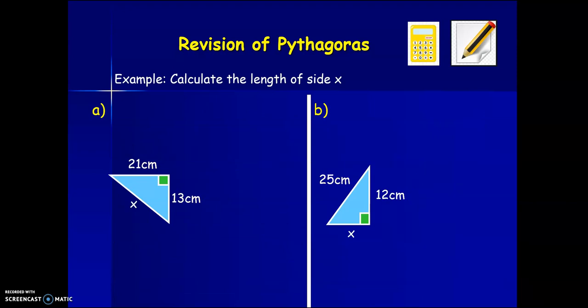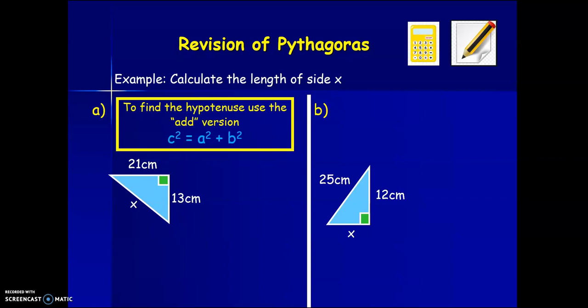Let's look at some examples. So here we're being asked to calculate the length of side x. In example A, x is the longest side of the triangle. We know this because it's opposite the right angle. So if we want to find the hypotenuse, we need to use the add version of Pythagoras. So that's c squared equals a squared plus b squared.